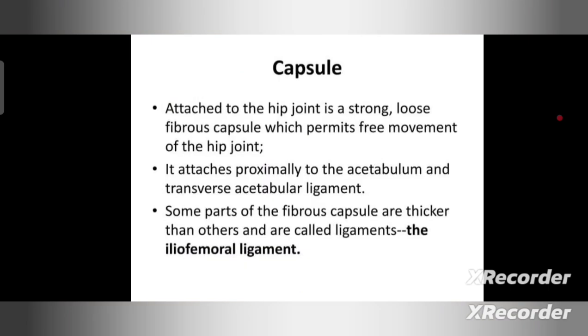Next is the capsule. The capsule attached to the hip joint is a strong, loose fibrous capsule which permits free movement at the hip joint. It attaches proximal to the acetabulum and transverse acetabular ligament. Some parts of the fibrous capsule are thicker than others and are called ligaments, for example the iliofemoral ligament.